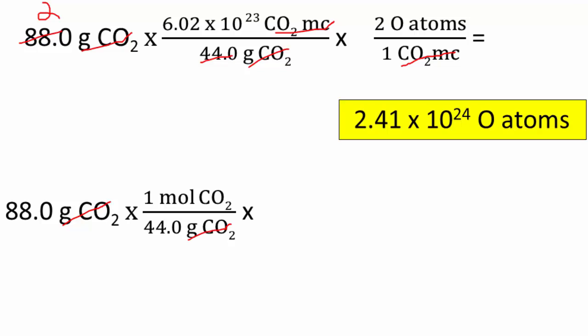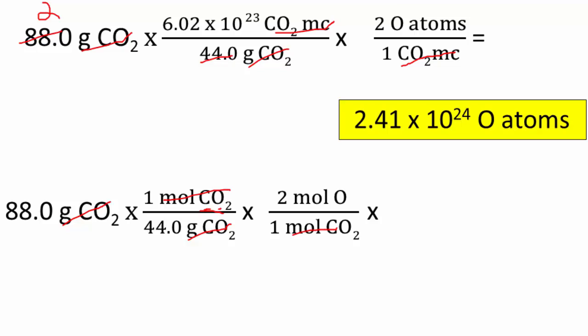Next we're going to change moles of carbon dioxide to moles of oxygen. And for the mole ratio, you notice in the formula of carbon dioxide, there's 1 carbon and there's 2 oxygen. So in 1 mole of carbon dioxide, there's going to be 2 moles of oxygen. And so the ratio there is 2 moles of oxygen for 1 mole of carbon dioxide. So now we've gotten rid of moles of carbon dioxide.